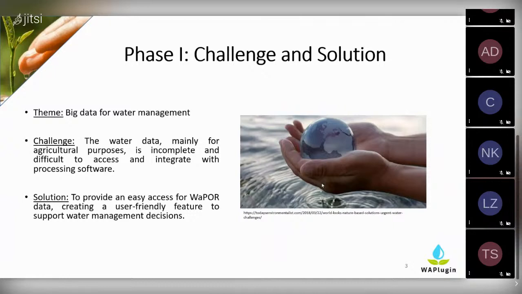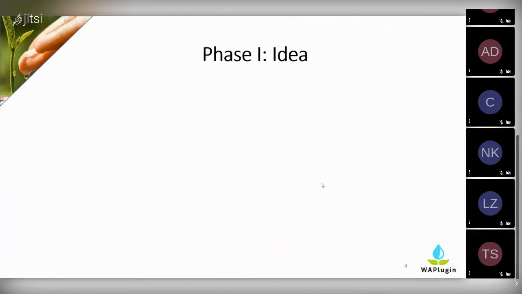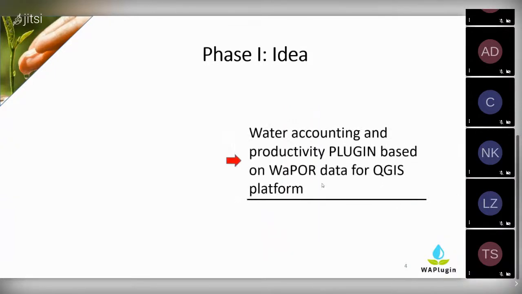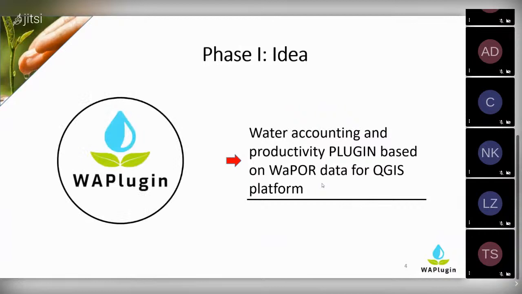So based on that, our idea was to create a water accounting and productivity plugin based on WaPOR data for the QGIS platform that we named the WaPlugin. That means water accounting and productivity plugin. So this tool will bring WaPOR data to QGIS, and it also has the capacity of calculating water accounting and productivity indicators that will help decision making in the agricultural sector.